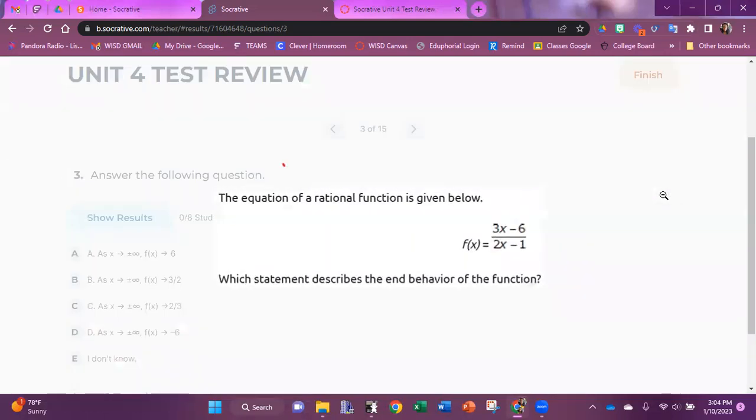We're going to go back to end behavior. Equation of the rational function is given below. F of x equals 3x minus 6 divided by 2x minus 1. What statement describes the end behavior? This time it says as x goes to positive and negative infinity, what is your y value doing? So as your x's are going forever to the left and forever to the right, what are your y values doing?